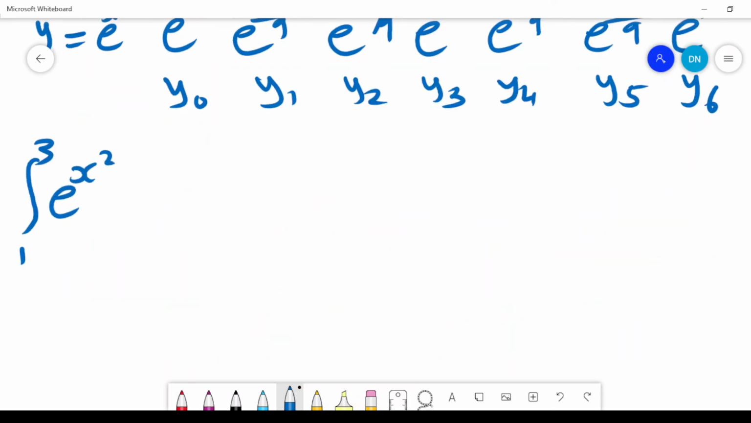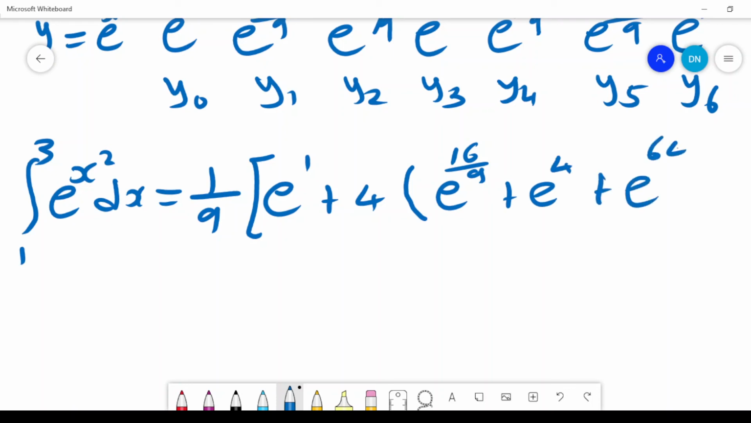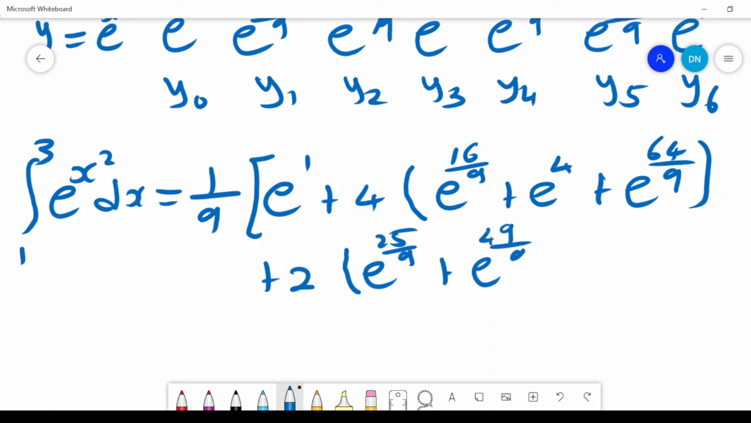The integral of e to the x squared dx is h over 3, which is 1 over 9. And then we have our values. The first value is e raised to power 1. Then the second one is 4 times e raised to power 16 over 9 plus e raised to power 4 plus e raised to power 64 over 9. And then plus 2 times e raised to power 25 over 9 plus e raised to power 49 over 9 plus e raised to power 9.